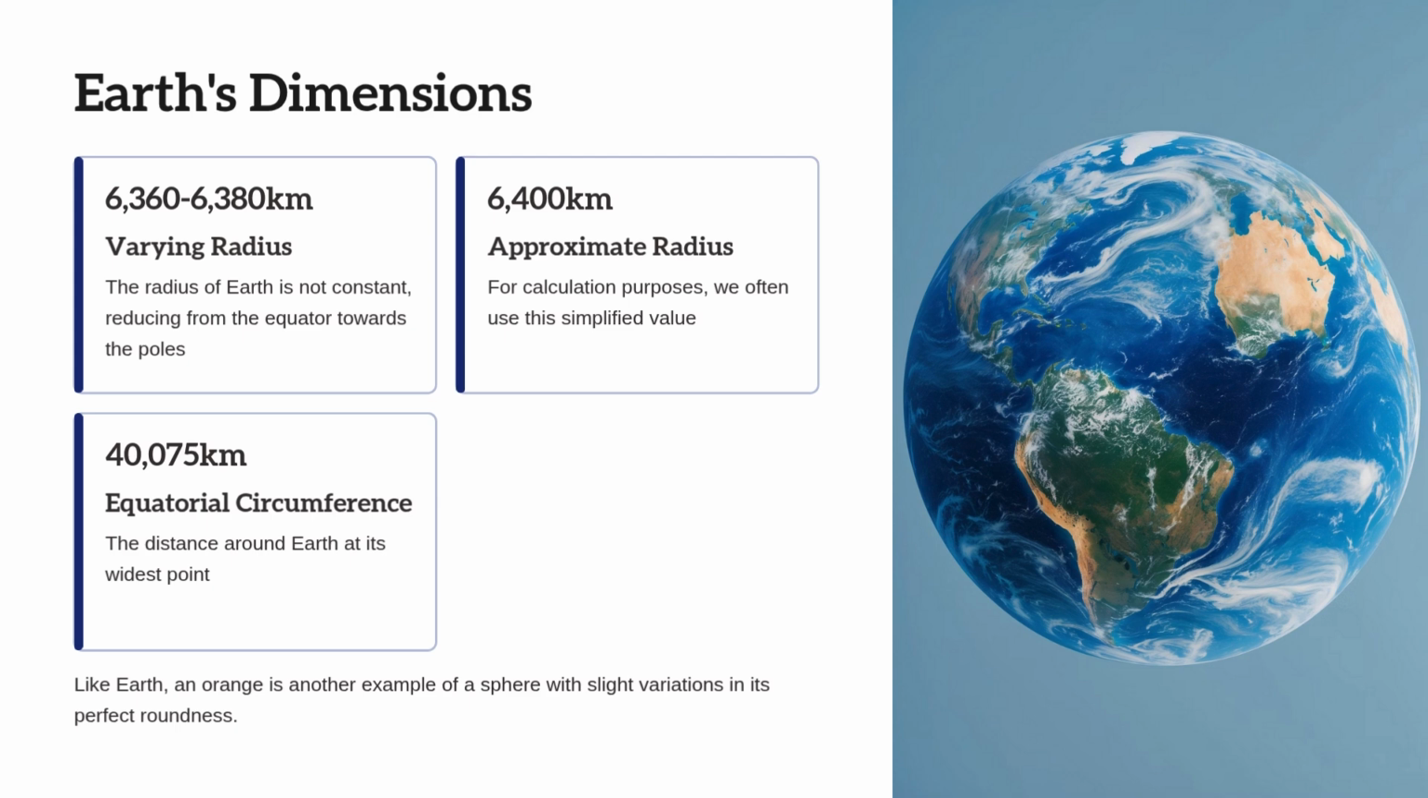40,075 kilometers. Equatorial circumference. The distance around Earth at its widest point. Like Earth, an orange is another example of a sphere with slight variations in its perfect roundness.